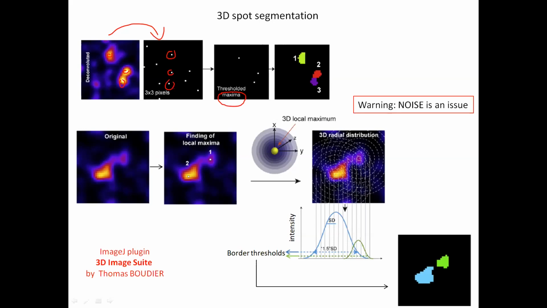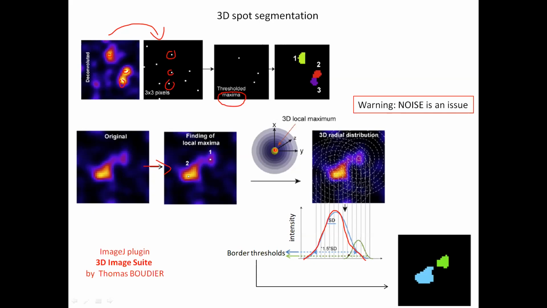Once we have a maxima, for example, here we detect two maxima. The second step will be the following. We will obtain the distribution of intensity of the object. Basically, the maxima will be a center point, and around that center, in a concentric manner, we will measure the radial intensity in 3D around the local maxima. We will have this distribution.